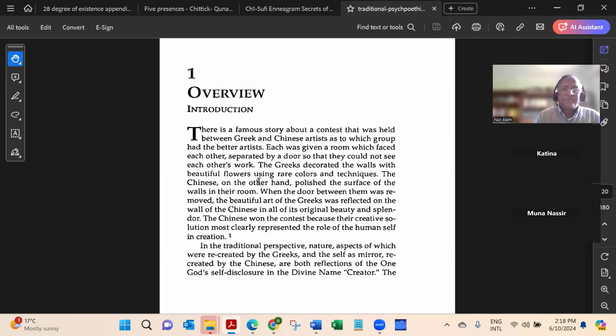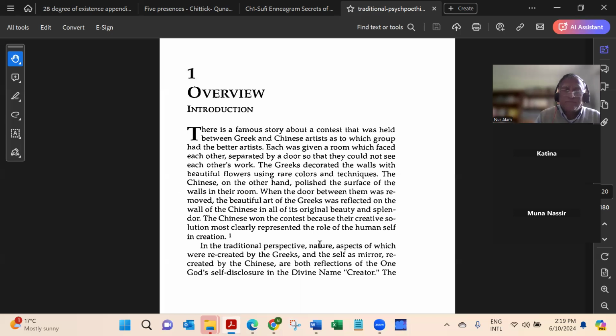There's a famous story about a contest that was held between Greek and Chinese artists as to which group had the better artists. Each was given a room which faced each other, separated by a door, so that they could not see each other's work. The Greeks decorated the walls with beautiful flowers using rare colors and techniques. The Chinese, on the other hand, polished the surface of the walls in their room. When the door between them was removed, the beautiful art of the Greeks was reflected on the wall of the Chinese in all of its original beauty and splendor.